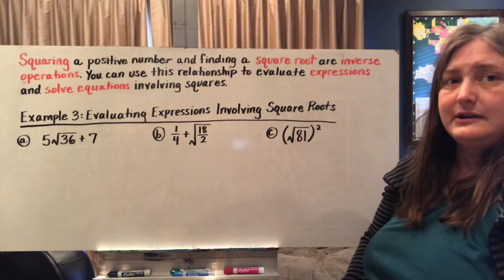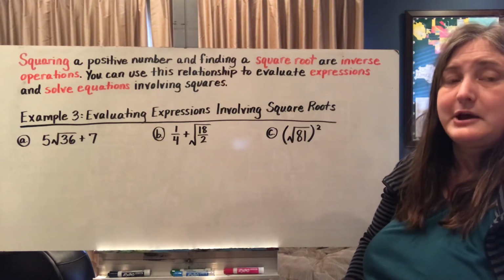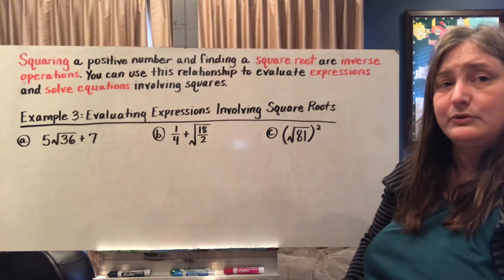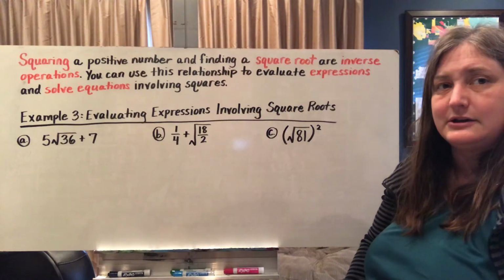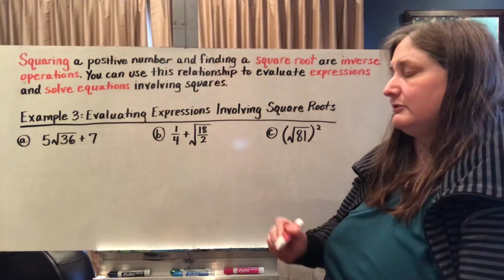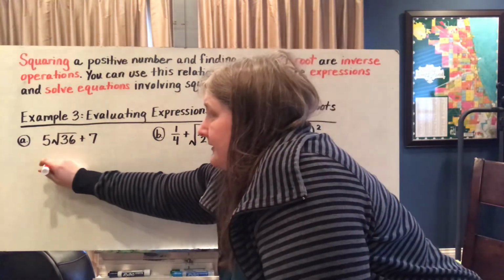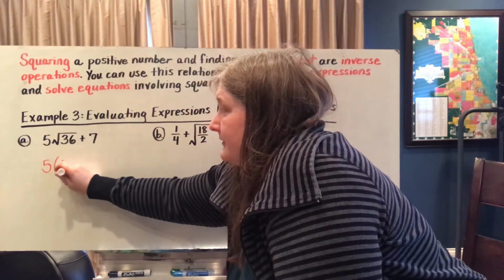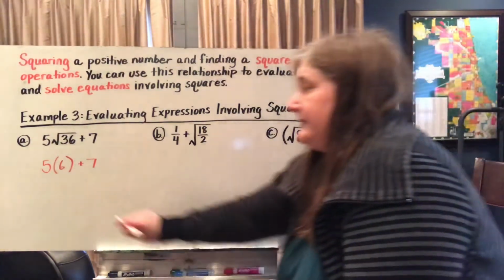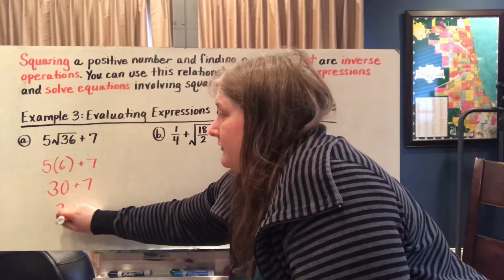Just as in PEMDAS, when you would do parentheses first, then exponents as your second step, multiplying or dividing as your third step, and as your last step, adding and subtracting, squares and square roots are both in that second tier. So here I don't see any parentheses, but I do see a square root, so that's going to go first here. The square root of 36 is going to be 6. Now I will multiply. 5 times 6 is 30. And finally, I will add. And so my answer here is 37.